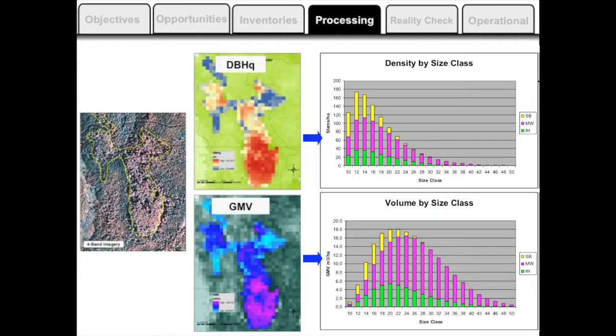So for that stand situation before, where I just had quadratic mean diameter and gross merchantable volume, which two weeks ago I was thrilled at, today I'm pretty excited because now I have a volume distribution and I have a size class distribution in terms of stem size.